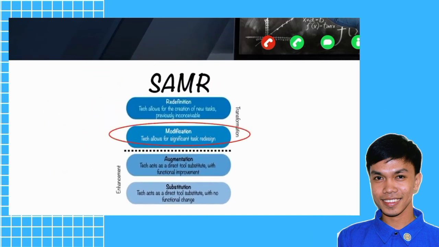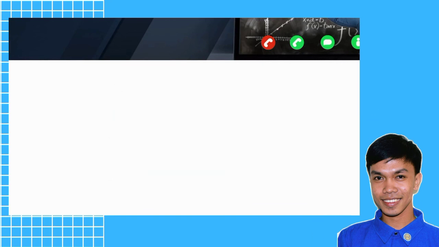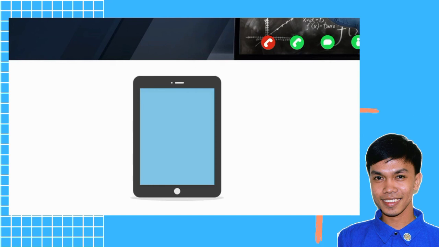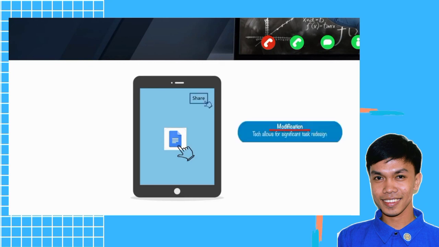In modification, technology allows for significant task redesign. Take the same short story writing assignment and have students use Google Docs to write their stories. The students then share these stories with peers and provide real-time feedback. Here, technology has significantly modified the original task by introducing the benefits of student collaboration.